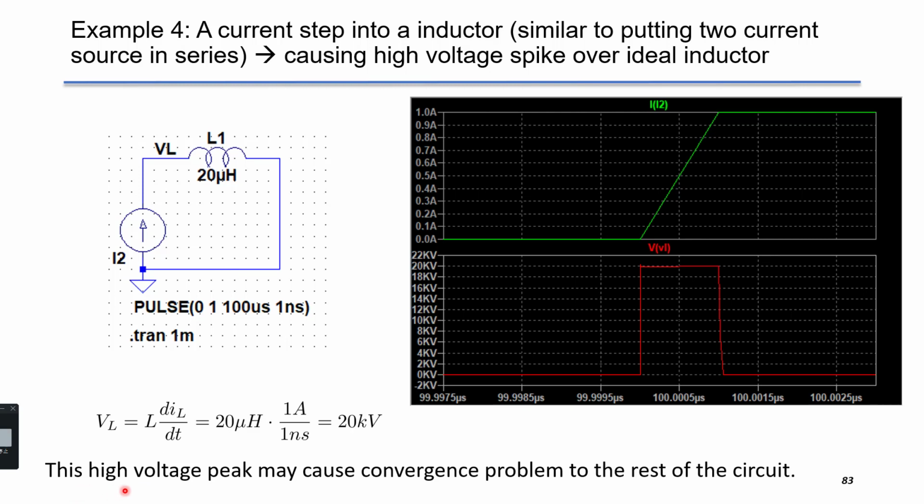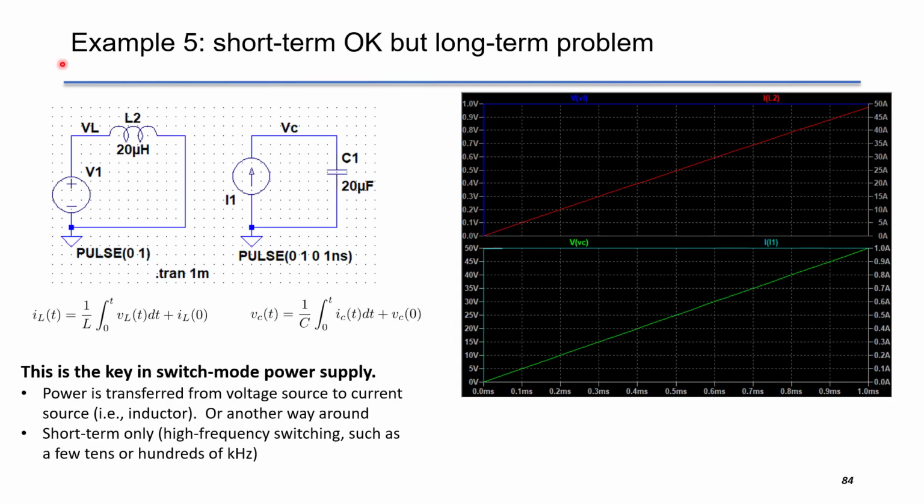And this high voltage spike may cause convergence problems to the rest of the circuits. This example gives you a short-term okay but long-term problem simulation. For example, on the left-hand side, we put a voltage step into an inductor. The inductor equation is given as follows. This is the integral of applied voltage over inductance plus the initial current.